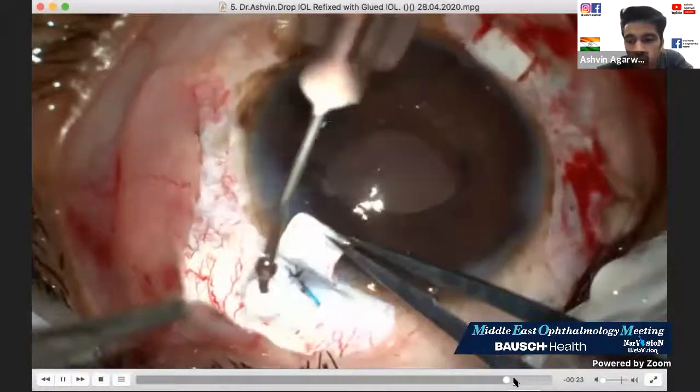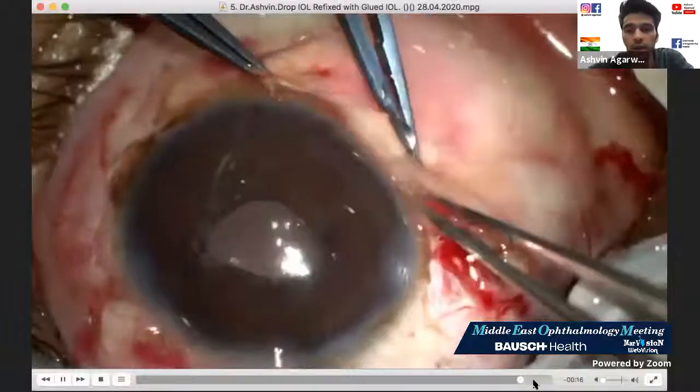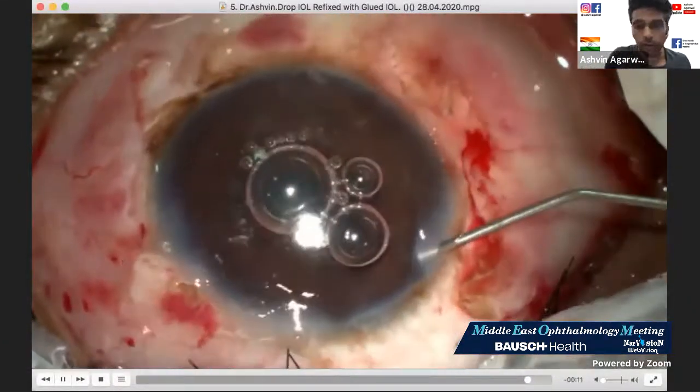Now next is just glue. After removing the trocars, I glue the case up. Flaps and conjunctiva are closed, and that's pretty much the end of the case in this one.